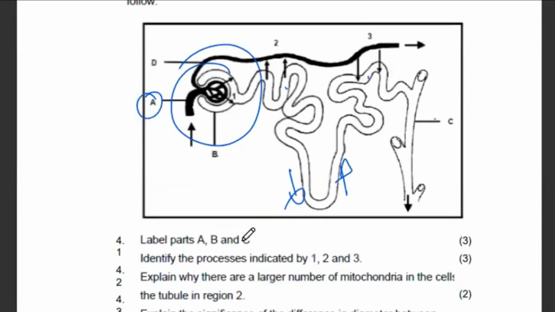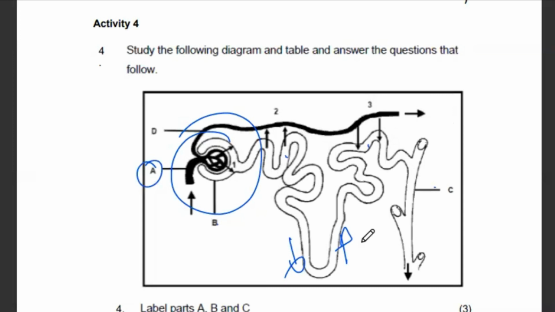So identify part A. What is part A? Where's part A? Yeah. So we have answered that. Part A is the blood vessel which brings blood to the Bowman's capsule or the glomerulus. So it is afferent arteriole. So B is Bowman's capsule. Explained it. And then C is collecting duct.